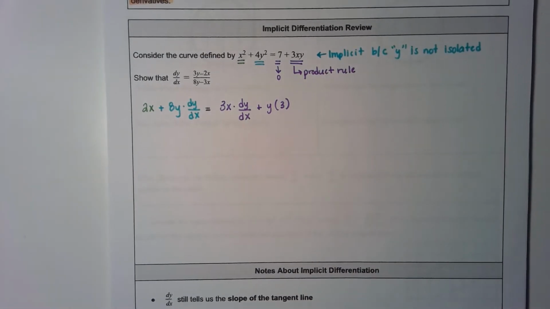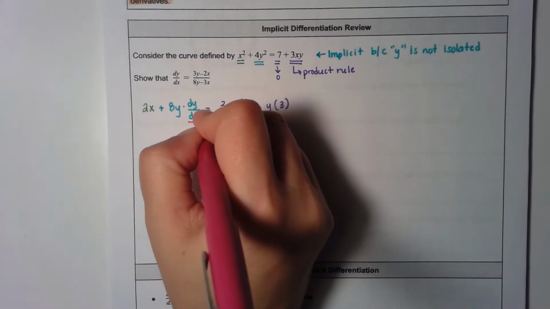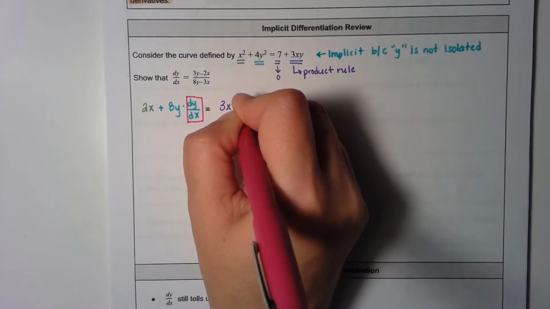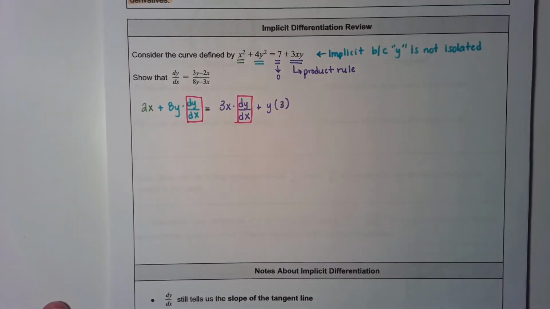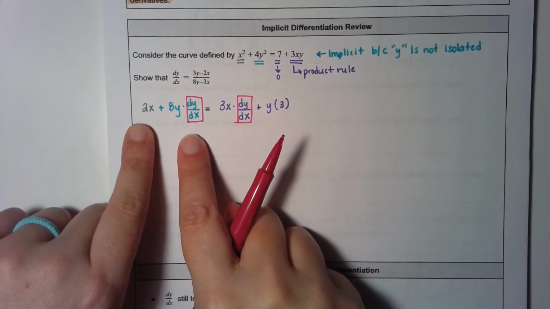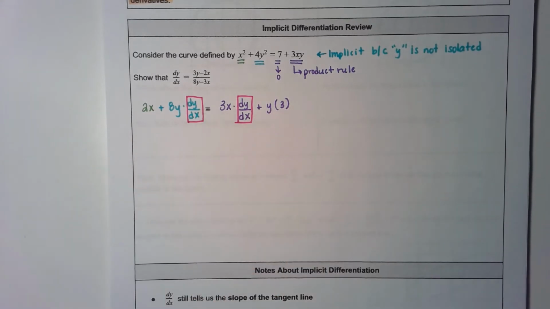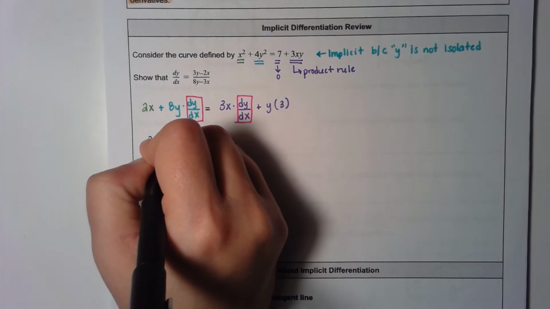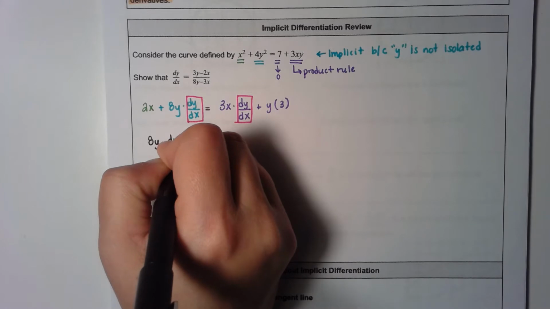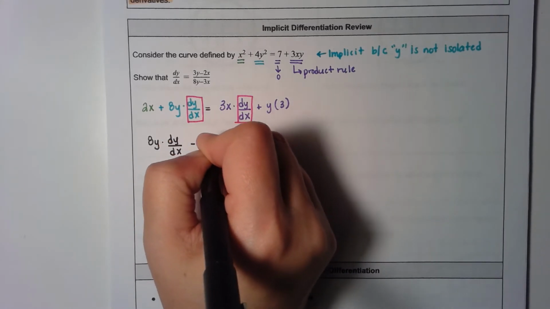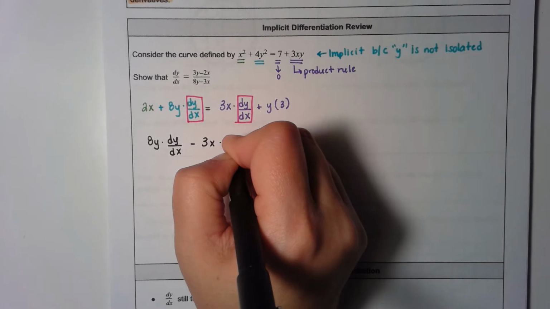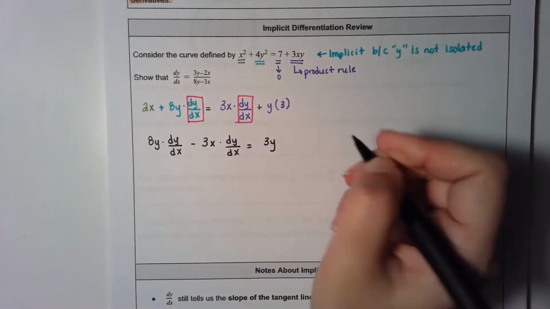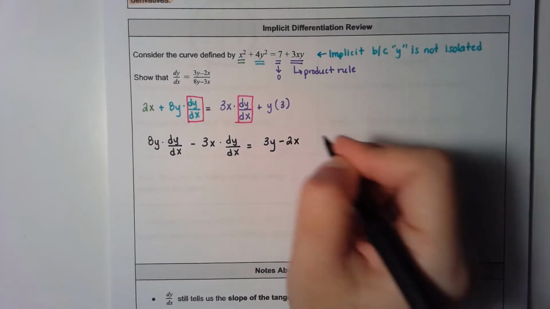Now you'll notice that there's more than one term here that has a dy over dx. We've got a dy over dx here as part of that term, and we have a dy over dx here as part of that term. So what we're going to do next is move both of these terms to the left, and we're going to slide the 2x over to the right. When we do that rearranging, we're going to have 8y times dy over dx minus 3x times dy over dx equals, on the other side, we're going to have the 3y, which is already there, minus 2x.